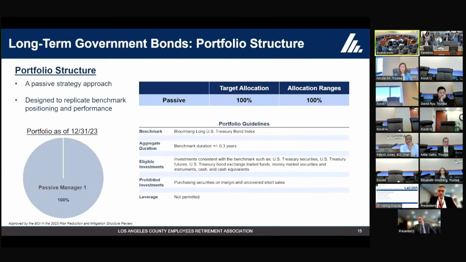Turning to portfolio structure, we see that the board selected a 100% indexed approach. We have one manager, BlackRock, and since this index consists of approximately 80 bonds with maturities between 10 and 30 years, our manager, BlackRock, is able to hold all the index constituents in a full replication approach since all the bonds are liquid.